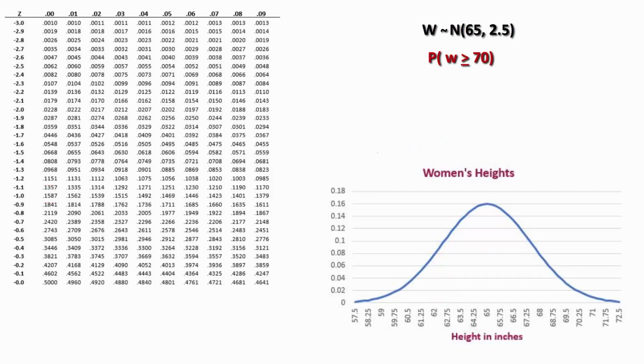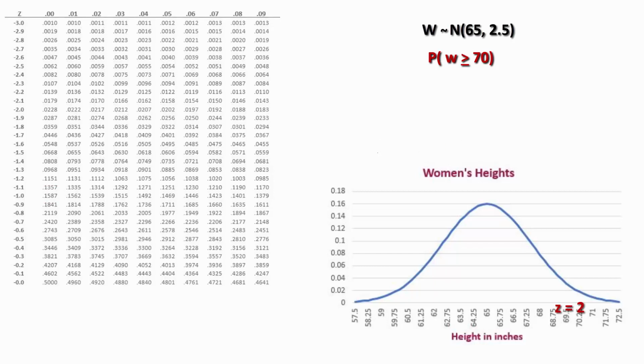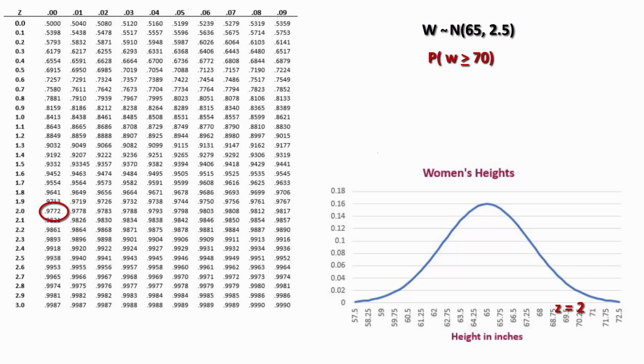Find the probability of a height randomly selected being greater than or equal to 70 inches. 70 is exactly 2 standard deviations above the mean. This is a z-score of 2. The table shows 0.9772 below 2 standard deviations. Therefore, 2.28% of women are at least 70 inches tall.